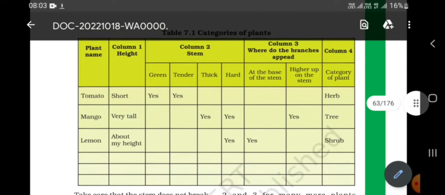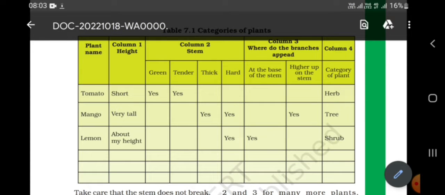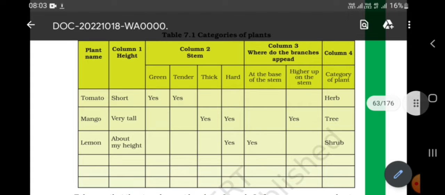Then stem, how is the stem? So tomato is a very small plant. It is very tender, का मतलब होता है soft. So it is very soft and green. Is it thick? No. Hard? No. So कि branches आ रहे हैं कि नहीं. ये तो छोटा plant ही है, उसमें क्या ये branches आएंगे. So it is a herb.